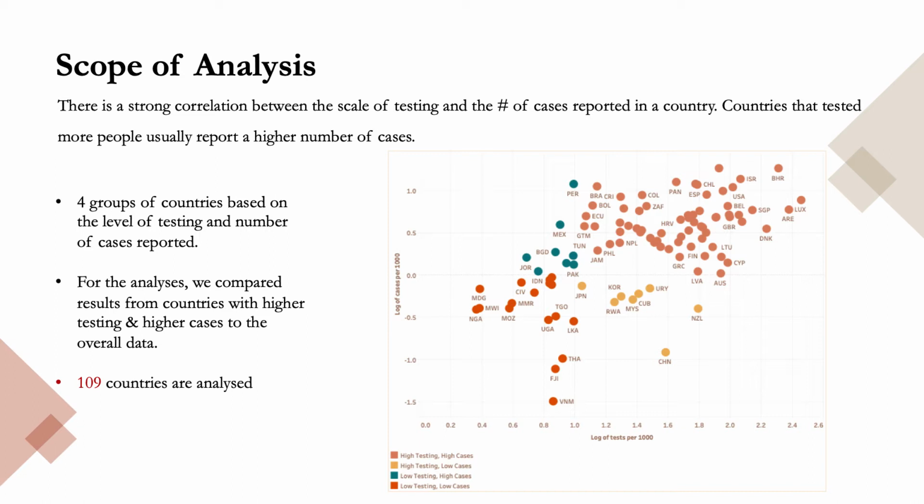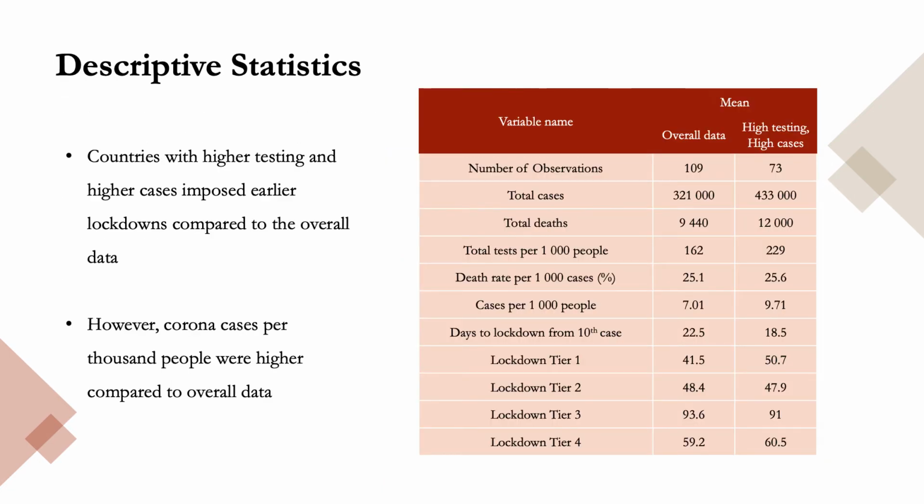We plotted total cases per thousand population against total tests per thousand population and saw a high correlation between the two variables. Then, we attempted to understand if any particular socioeconomic variable impacted COVID cases for countries in each quadrant. High testing and high cases was the only quadrant that showed a correlation, so we only focused on countries belonging to this quadrant. Our analysis is supported by these descriptive statistics, revealing that countries with high testing and high cases imposed their lockdown earlier. This group also had higher cases per thousand population.